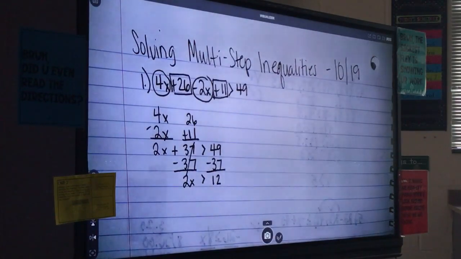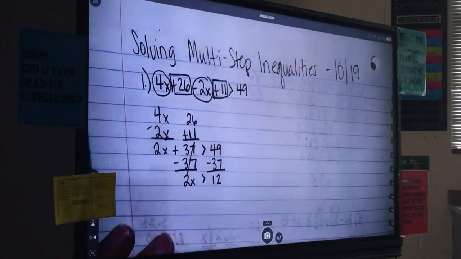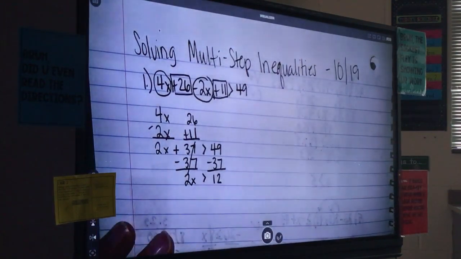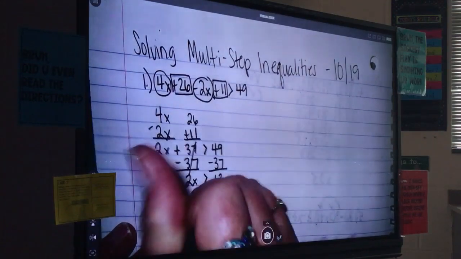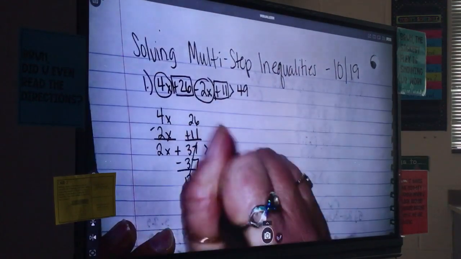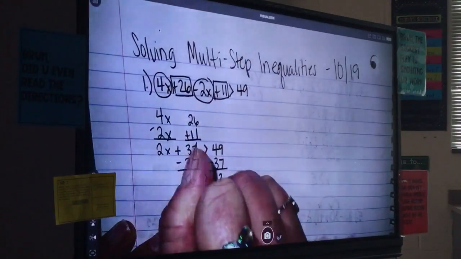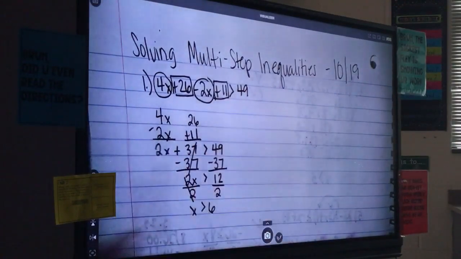All right, last step. What do we do? Audrey. Use multiplication or division to remove the coefficients. Okay, so are we multiplying or dividing? You're dividing. Okay. So we're going to divide both sides by 2. So x is greater than 6.